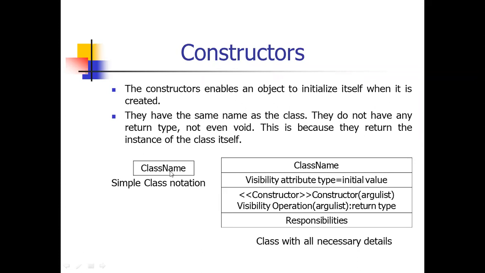Here you can see the simple class notation in rectangular format, and here you can see a class with all necessary details like class name, then visibility attribute equals to visibility attribute type equals to initial value, then constructors, constructor argument list, then visibility operation with return type and some responsibilities. This is the class with all necessary details.